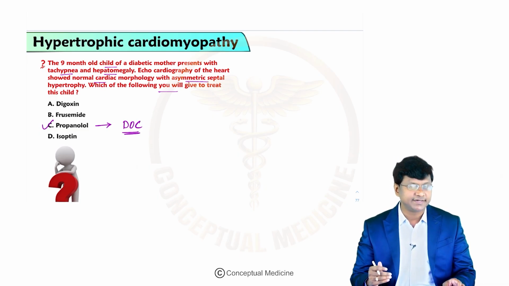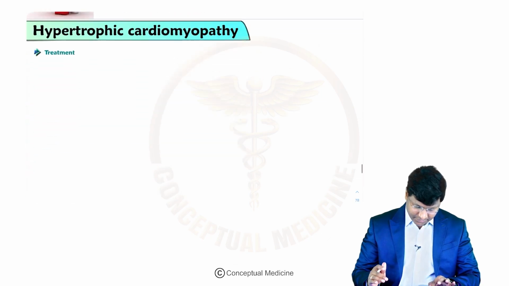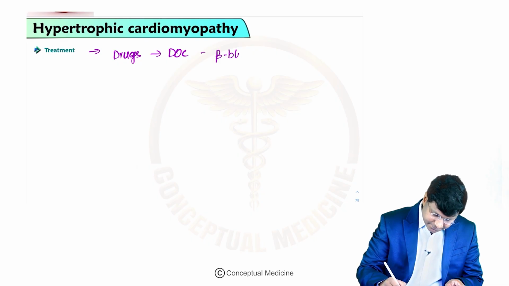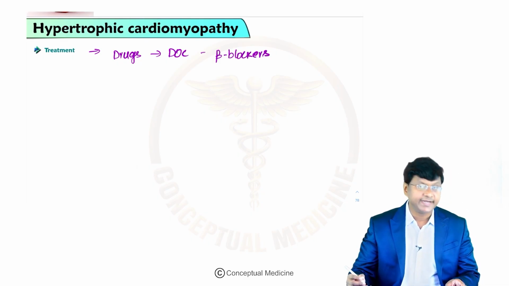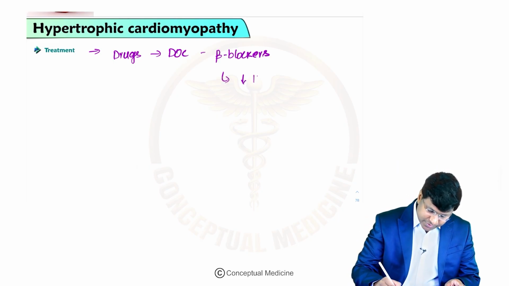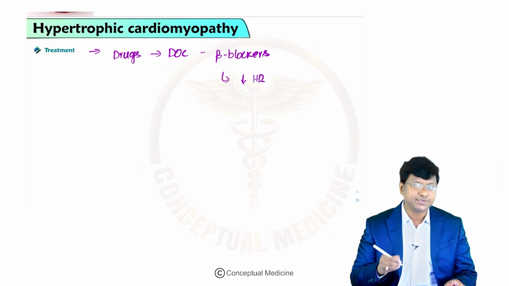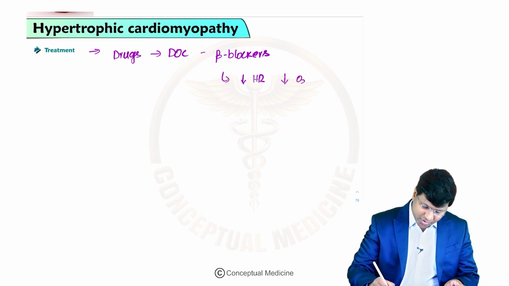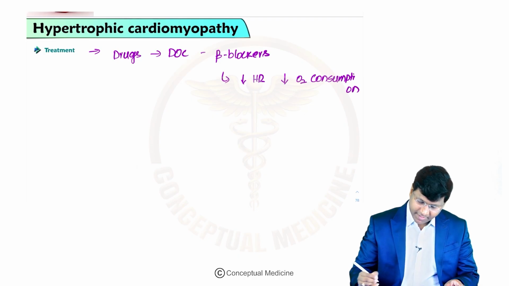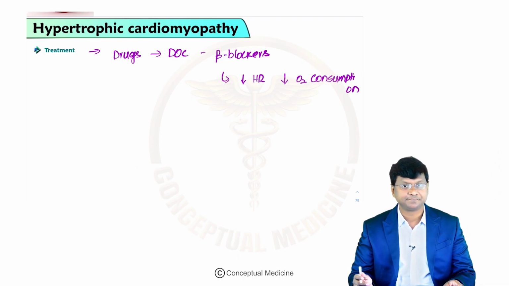Now let me discuss the treatment in detail. So if you take the medical management, if you see the drugs, drug of choice will be the beta blockers. So what it will do, the mechanism, it will reduce the heart rate. Because it reduces the heart rate, it reduces the oxygen consumption.